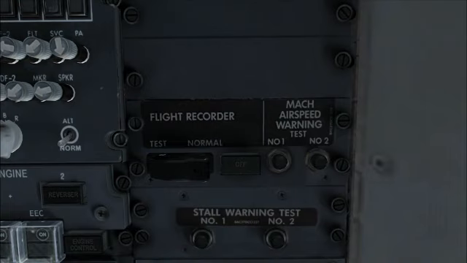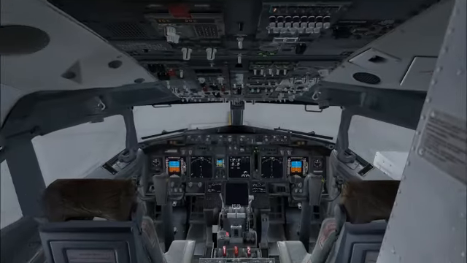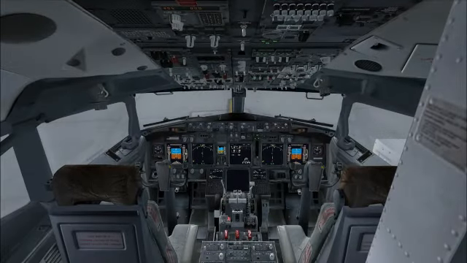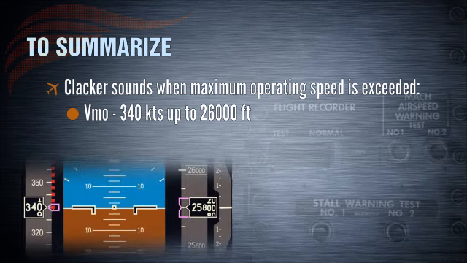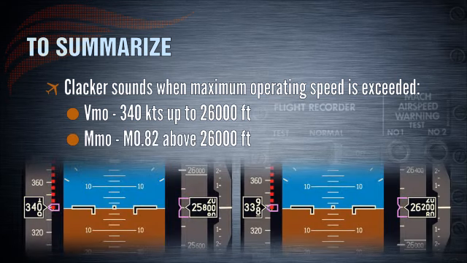The number 1 switch tests the overspeed warning circuits in the left ADIRU, and the number 2 switch tests the overspeed warning circuits in the right ADIRU. The test is inhibited in the air. So to summarize, the clacker sounds in the air when the aircraft exceeds maximum operating speed, which is 340 knots up to 26,000 feet, and Mach 0.82 thereafter.